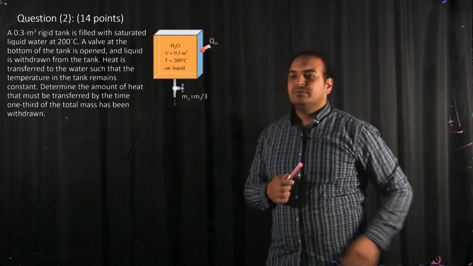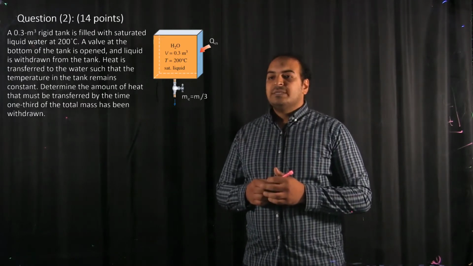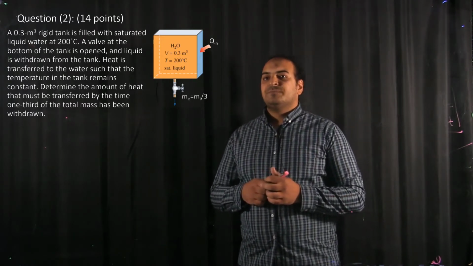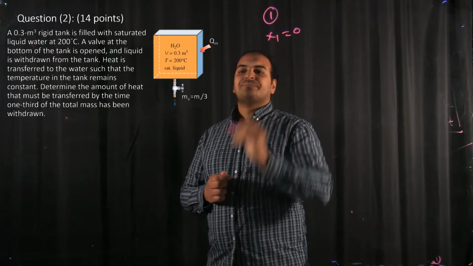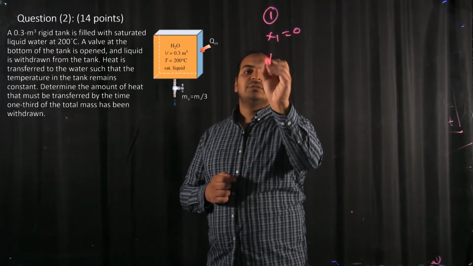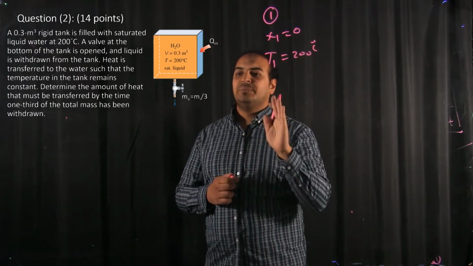The second question: a 0.3 meter cube rigid tank is filled with saturated liquid, X equals 0. So we have state 1, X1 equals 0, temperature 1 was 200. Actually, this state is completely defined. They have two independent intrinsic properties.